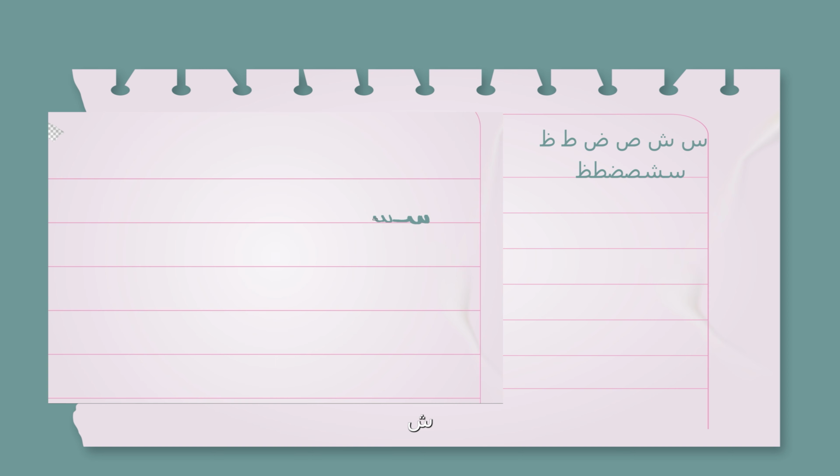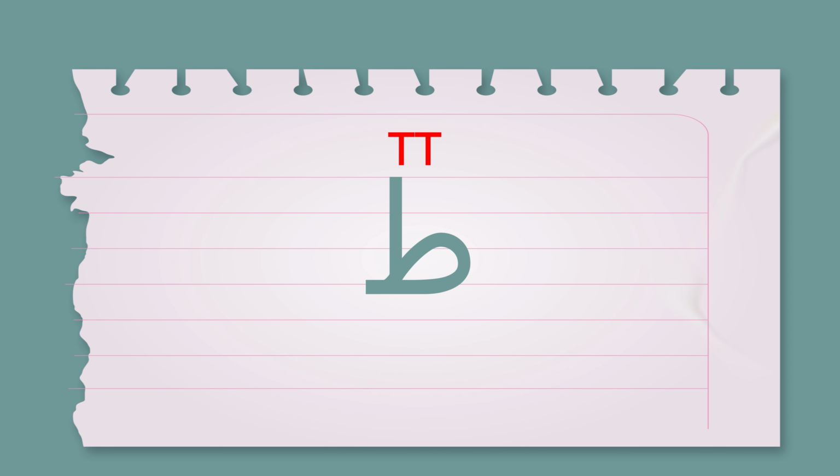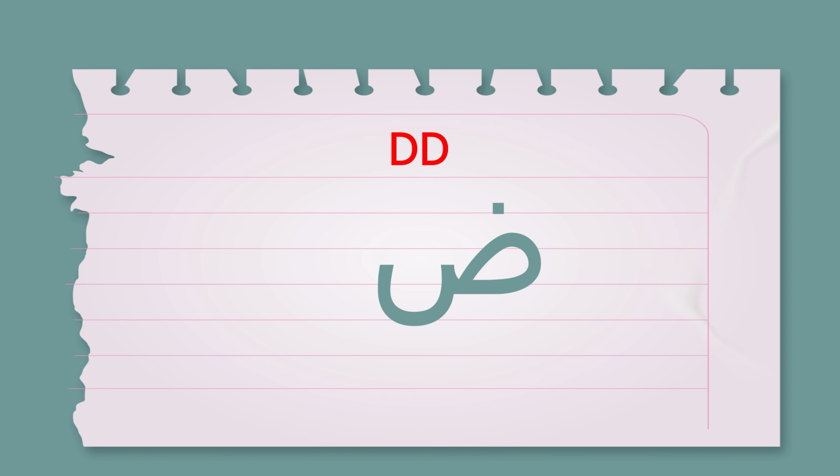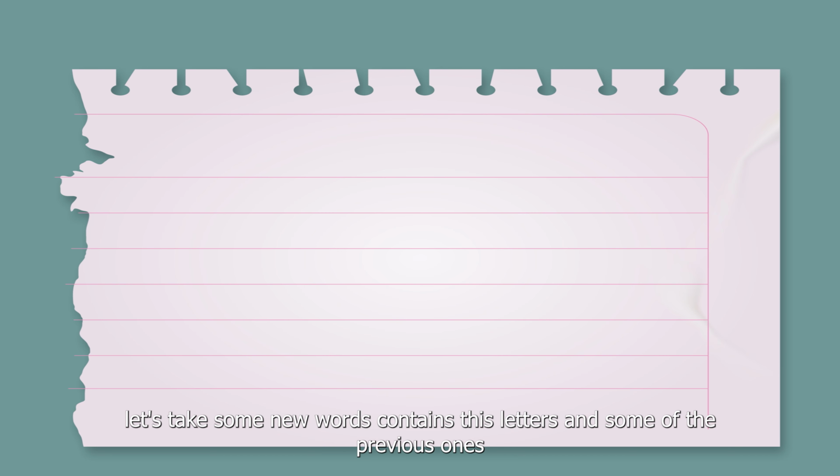Sa, sha, sa, da, ta, va. Va, ta, da, sa, sha, sa. Ta, va, da, sa. Let's take some new words containing these letters and some of the previous ones.